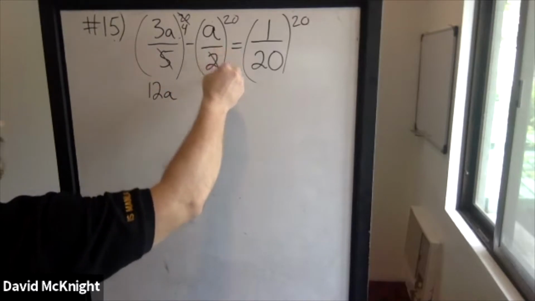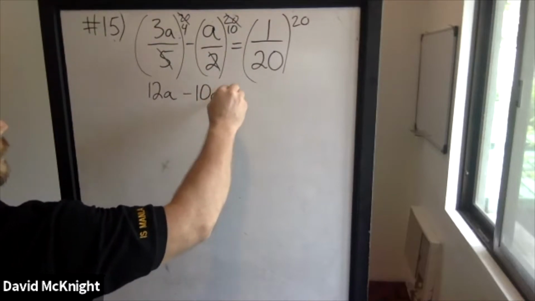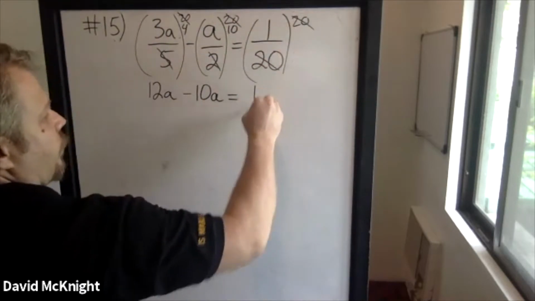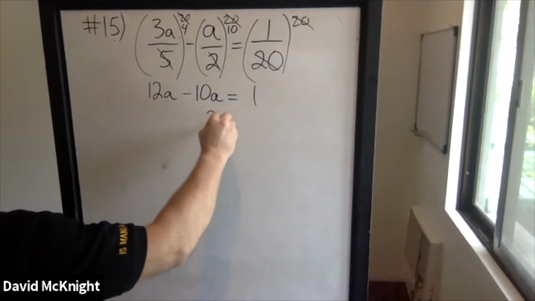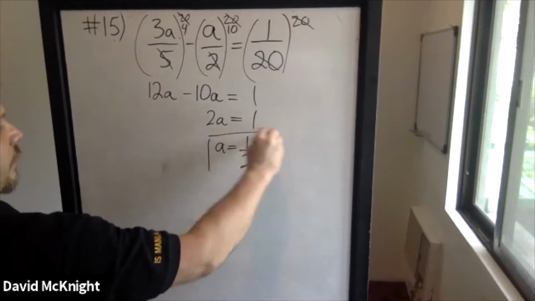And here, multiplying by 10, right? And here we'll just have 1. So we have 2a is equal to 1. So a is equal to a half.